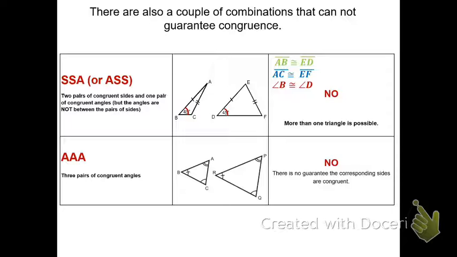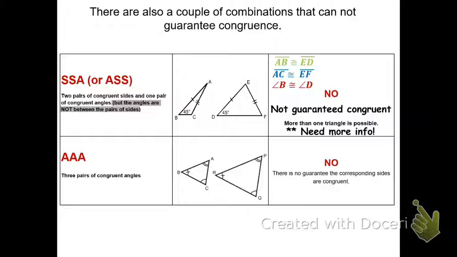Unfortunately, though, side-side-angle doesn't guarantee congruence. So we can't say that they're congruent. The angle is not in between the two sides, which is why this is what it would look like if it was in between. Because it's not there, the best I can say is the triangles aren't guaranteed congruent. I need more information before I could say they are.